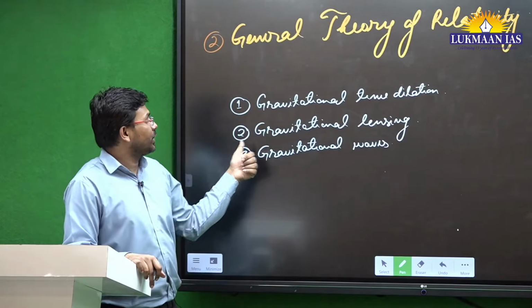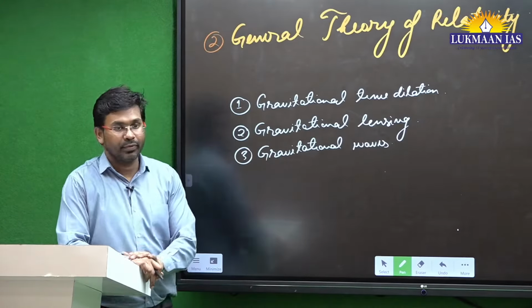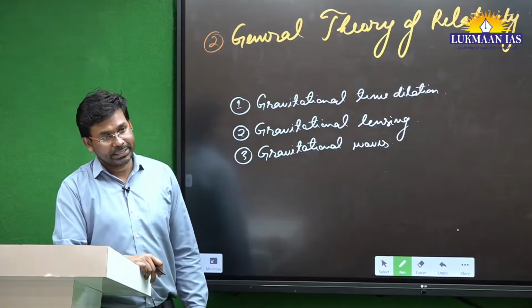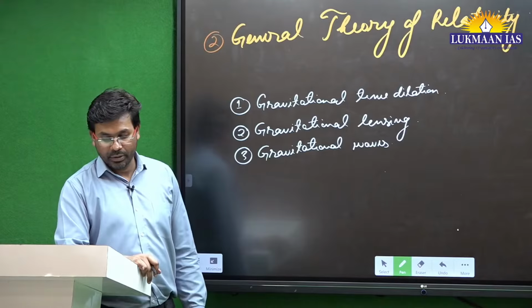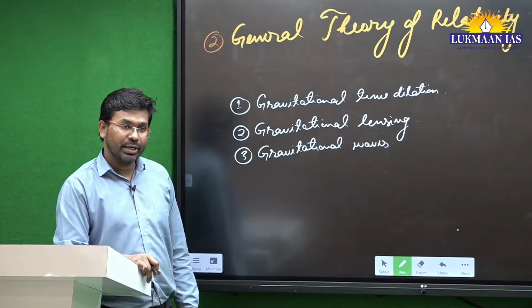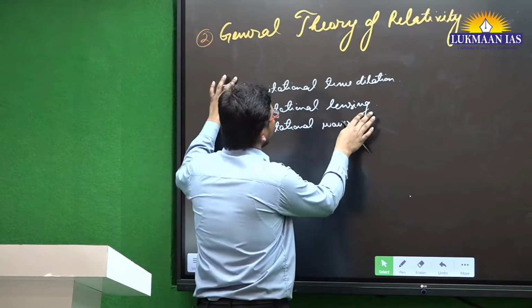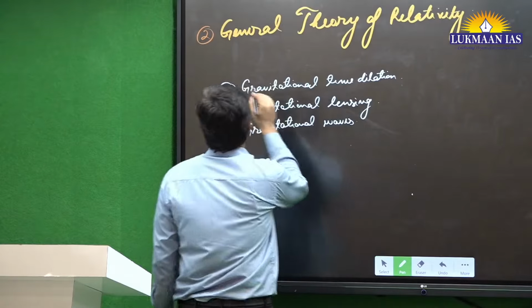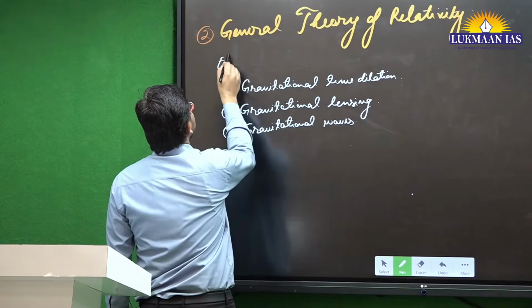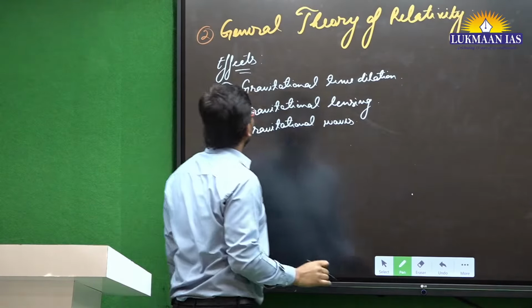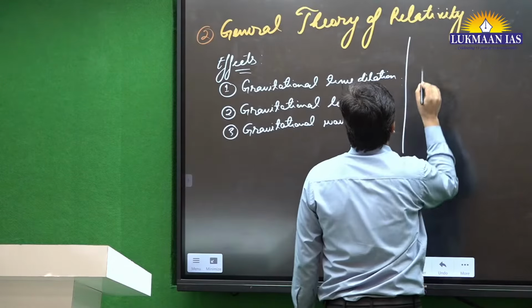Gravitational time dilation, gravitational lensing, gravitational waves. These are the three counterintuitive effects of gravity. So it does have application in various areas. Okay, so I'm going to write these things short, right? So these are counterintuitive effects, which can be explained through this general theory of relativity.